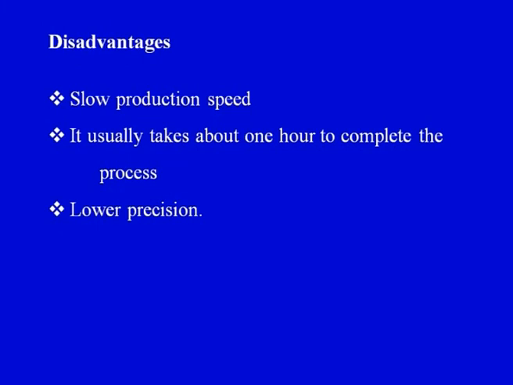But apart from having all these advantages, there are certain limitations also. So let us see what are the limitations. So limitations are the slow production speed, because we have to rotate the mold about the vertical and the horizontal, or we can say the primary and the secondary axis.